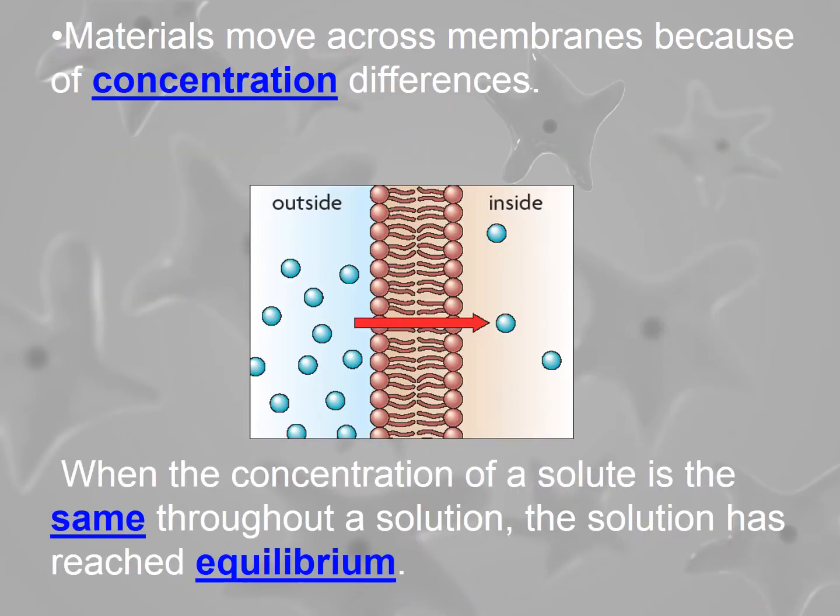Materials can move across membranes because of a concentration difference, or concentration gradient. When the concentration of a solute is the same throughout a solution, the solution has reached equilibrium. And that's essentially the goal of all of the molecules that you ever talk about: they want to reach equilibrium. Molecules will move until they're equal on both sides of the membrane. Now, that doesn't mean they stop moving. They'll still move, but they'll move at the same rate across the membrane.